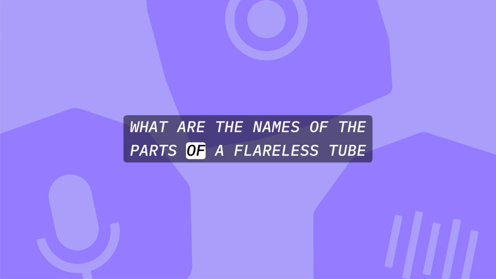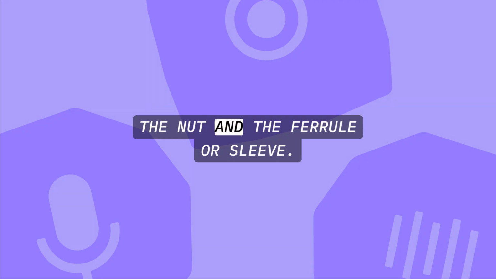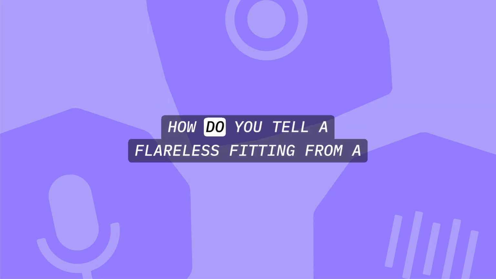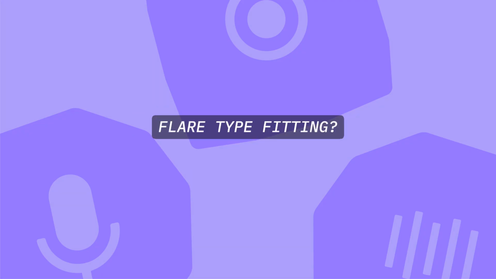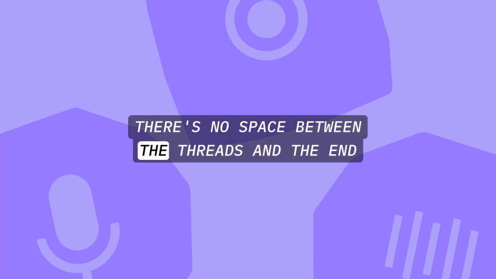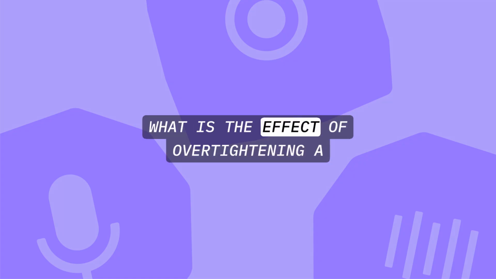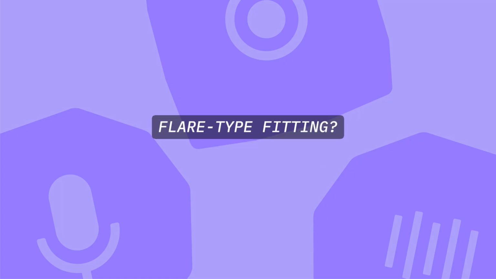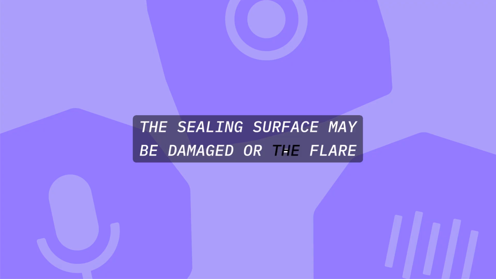What are the names of the parts of a flareless tube fitting? The nut and the ferrule, or sleeve. How do you tell a flareless fitting from a flare type fitting? Flareless fittings do not have a flare cone, and there's no space between the threads and the end of the fitting. What is the effect of over-tightening a flare type fitting? The sealing surface may be damaged or the flare cut off.